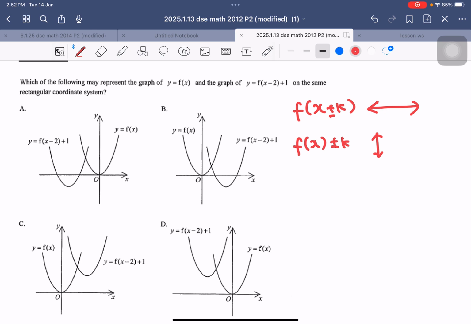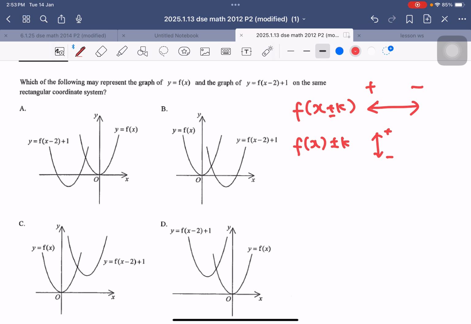So for the inside bracket, it's left or right. Plus k is moving to the left. Minus k means going to the right. Then how about outside the bracket? If inside the bracket, we take the opposite logic. If outside the bracket, we keep the logic. Up is plus, down is minus. Understand what I mean?